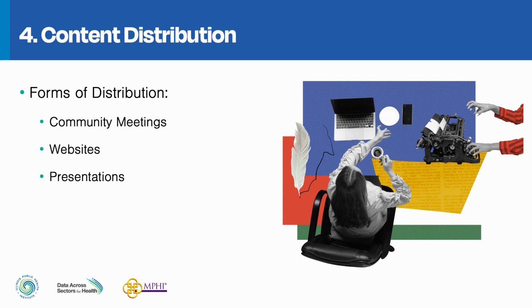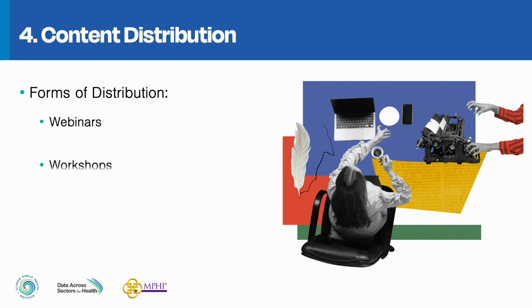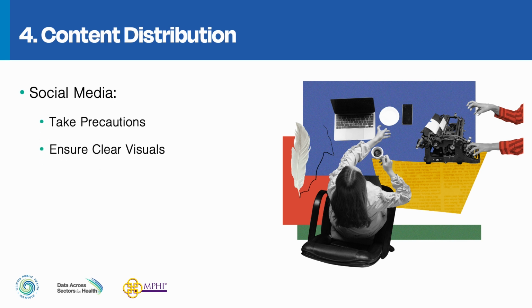Offering materials in multiple languages and designing visuals that reflect community context. Infographics simplify complex data, while interactive portals let users dive into the details. Webinars, workshops, and social media expand reach and encourage engagement. Platforms like Instagram or Facebook are ideal for sharing quick, eye-catching visuals. These platforms are so effective that it's essential to take precautions to ensure the visuals you share are clear, contextually accurate, and cannot be easily misinterpreted or misappropriated.